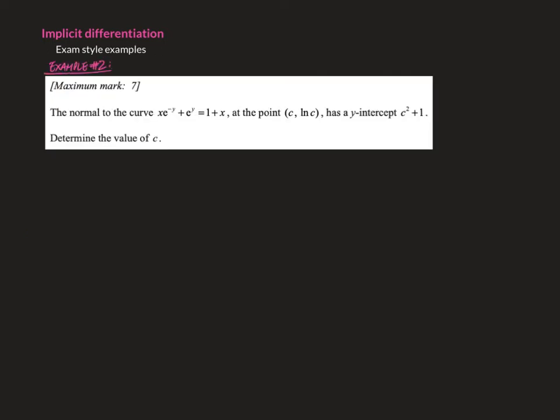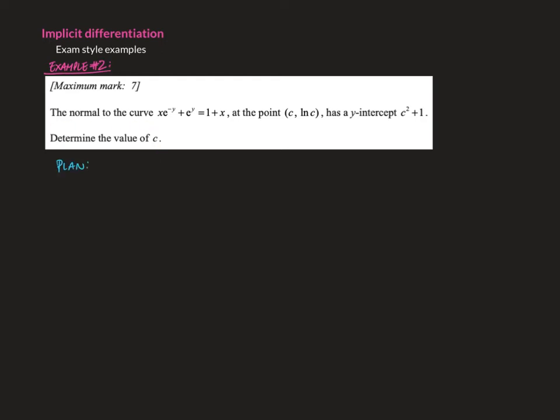Example number 2 is a paper 1 question. The normal to the curve x e^(-x) + e^x = 1 + x at the point (c, ln c) has a y-intercept equal to c^2 + 1. Determine the value of c.